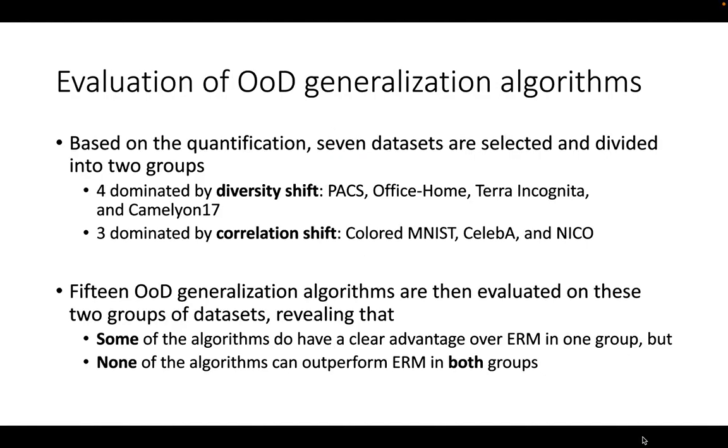Based on our quantification, we select 7 datasets and divide them into two groups, each dominated by one kind of the shifts. After evaluating 15 algorithms on these datasets, we make a discovery that some of the algorithms do have a clear advantage over ERM in one group, but none of the algorithms can outperform ERM in both groups.